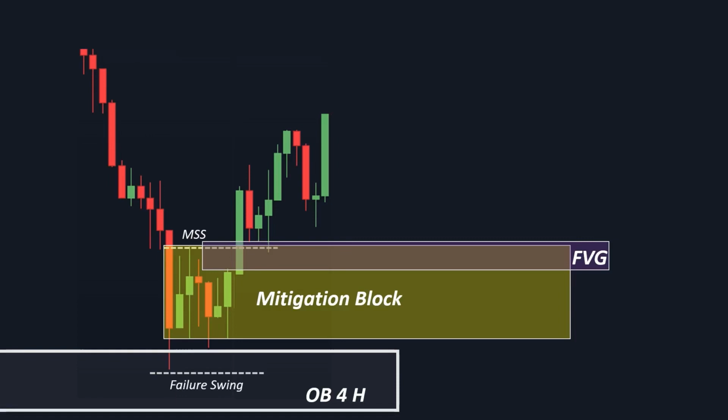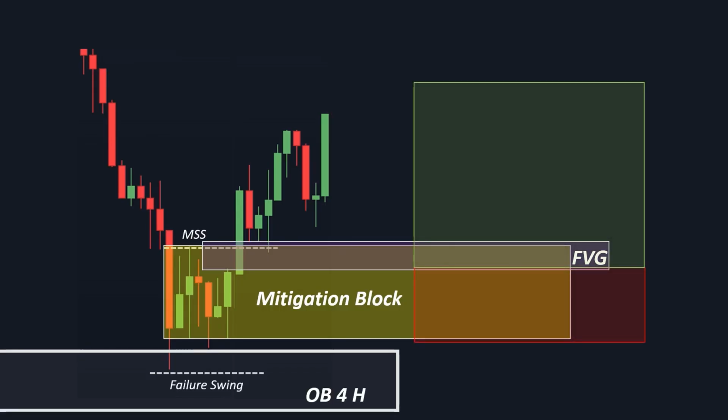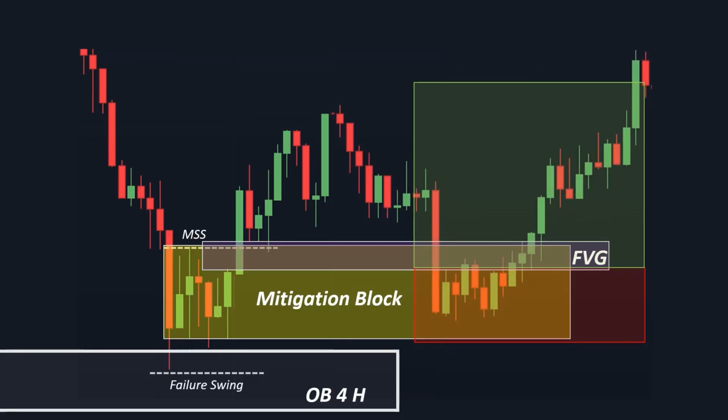In the FVG and mitigation block zone, we place an order to be ready to follow the price direction if it moves upward. The price returns to our order, and after the order is activated, it gives us the chance to take profit.